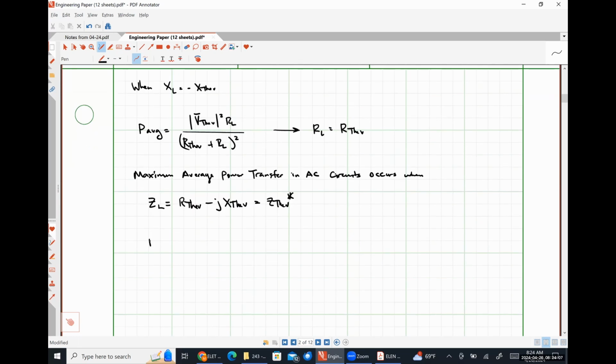This gives us a P-max relationship that is actually 1/8 the magnitude of V Thev squared divided by R Thev. Just to be clear here, when we had a DC circuit, it was 1/4. Because we have an AC circuit, we have that damn pesky factor of 1/2 that keeps cropping up in all of our relationships. So that's why we have a factor of 1/8 here.